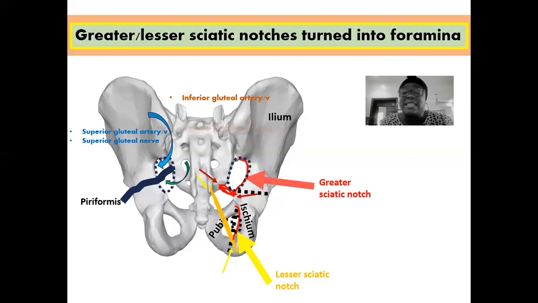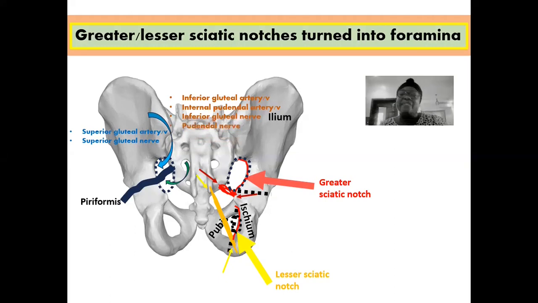The next vessel that is seen to run through the infrapiriform foramen is the internal pudendal artery. The internal pudendal artery is one of the terminal branches of the anterior trunk of the internal iliac artery. It is also seen to specifically pass through the infrapiriform foramen. We also have the inferior gluteal nerve. The inferior gluteal nerve is one of the branches from the sacral plexus, and it is also seen to pass through the infrapiriform foramen.